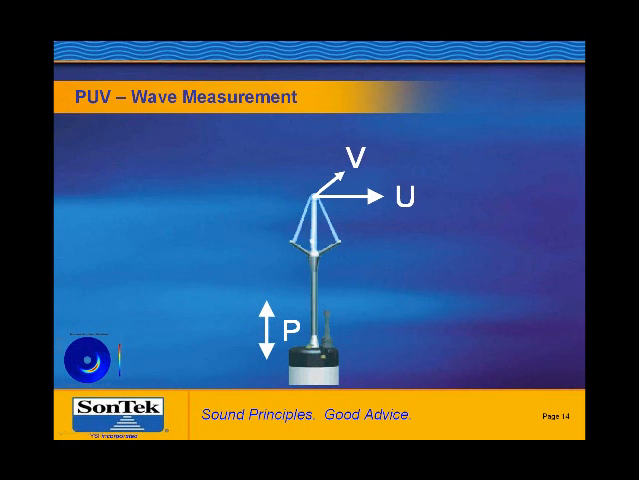Of course, the waves are also propagating, which means that they also have a velocity, and this is where the ADV portion of the Triton comes into play. The horizontal components of this velocity field, that is the U component and the V component, typically the longshore and crossshore components, are measured by the Triton's velocity sensors. In the PUV method, both the pressure and the horizontal velocity components are measured at the same time, so that they're synchronized together. And this is where the term PUV comes from.